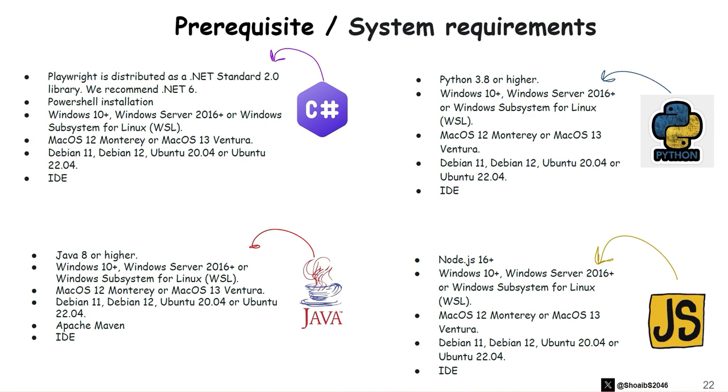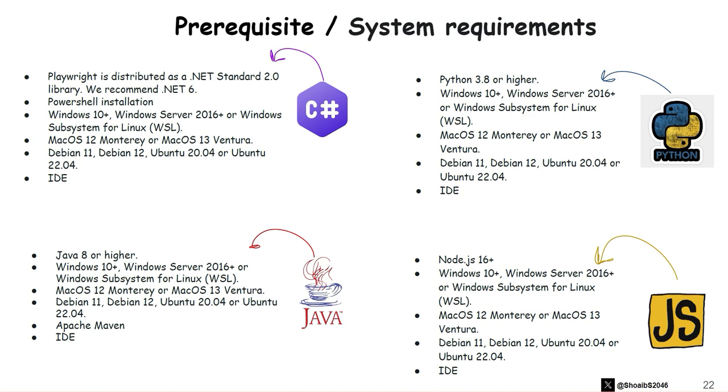For Java, you need Java 8 or higher. You need Windows 10 plus, macOS 12, then Debian, which is for Linux users. You should have Apache Maven and an IDE. The Java IDE can be IntelliJ or Eclipse. These two are famous ones. For C Sharp, people usually use Visual Studio.